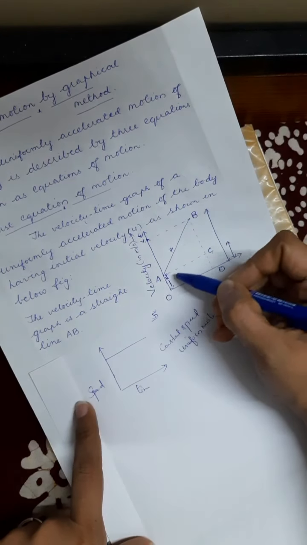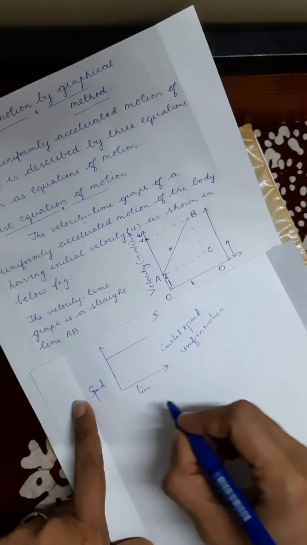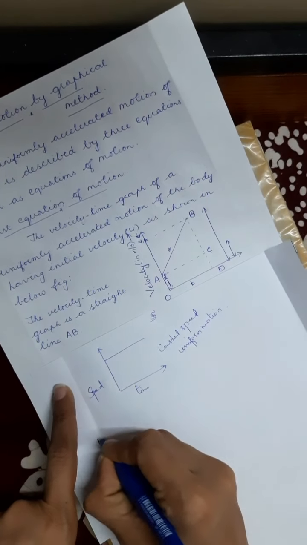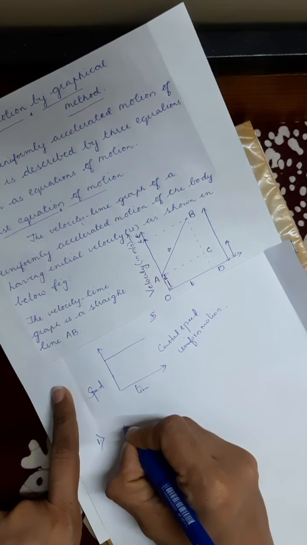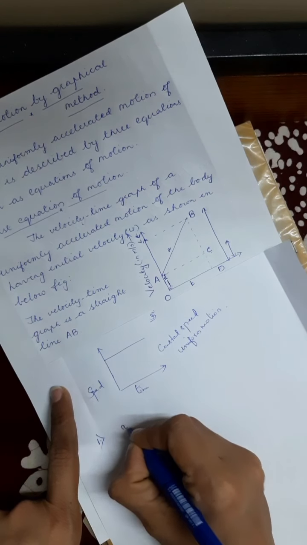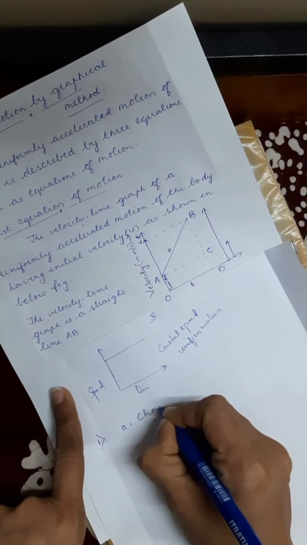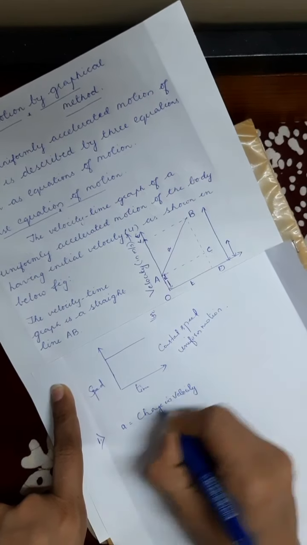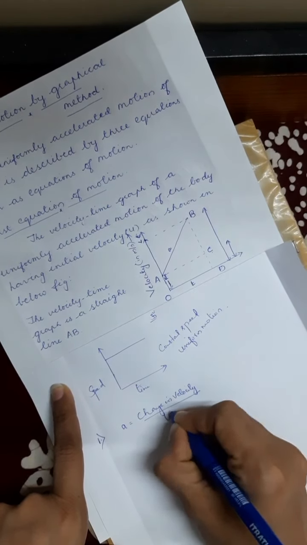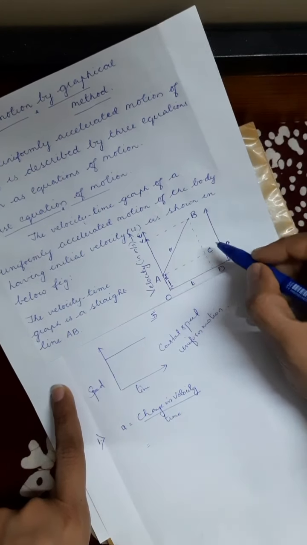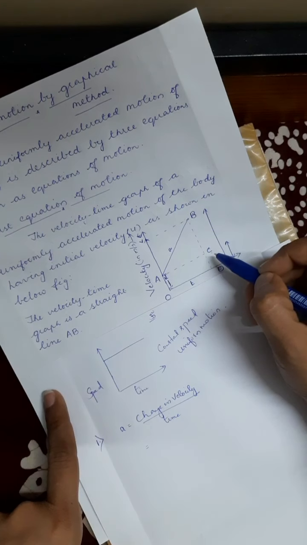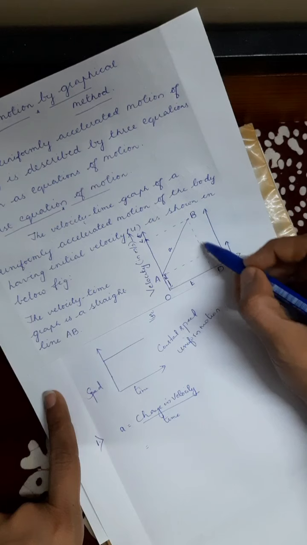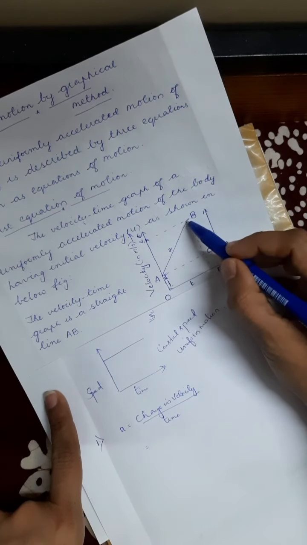The acceleration we need to find for this. Acceleration, which I am denoting with small letter a, equals change in velocity by time. We know that already, it is change in velocity by time taken, right? Change in velocity, from the graph, is equal to BC for this AB, right?